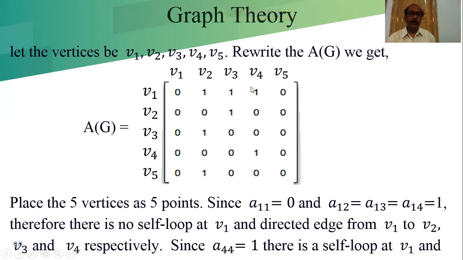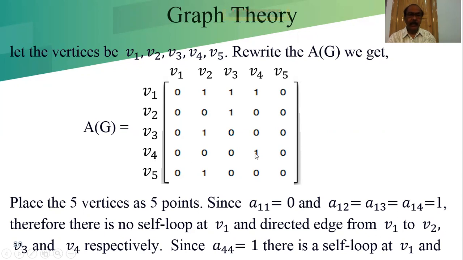That means there are edges directed from V1 to V2, V1 to V3 and V1 to V4. Again, V2 and V3 connection is there: A23 equal to 1. That means an edge is directed from V2 to V3. First we have to point the vertices V1, V2, V3, V4, V5, according to the connectivity.